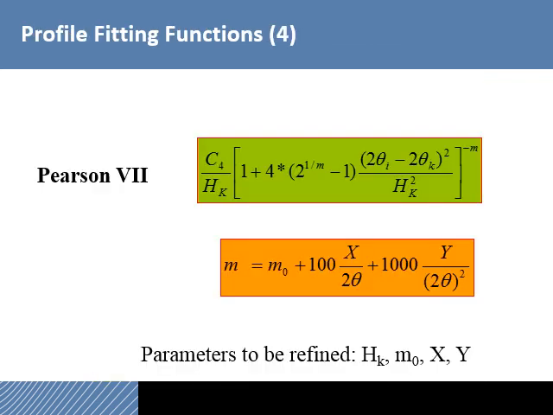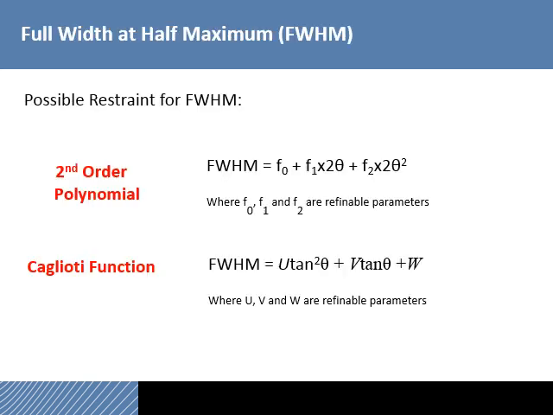And then the other profile fitting function is referred to as the Pearson 7. Again, a rather complicated formula, which we don't care about. And there are several parts of this formula that we can refine: HK, M naught, X, and Y, which we're not going to really discuss. But at the end of the day, just like the pseudo-Voigt, it results in some combination of a Gaussian and Lorentzian fit to the peaks. All right, so that defines the shape of the peak.